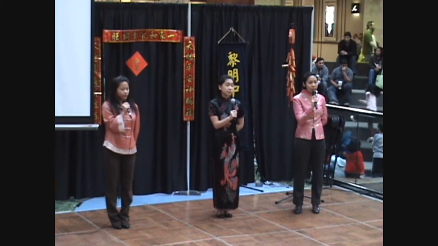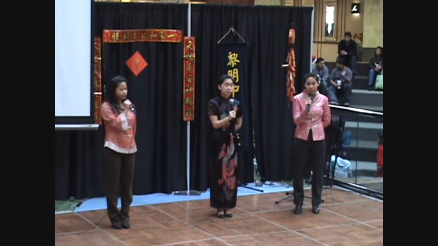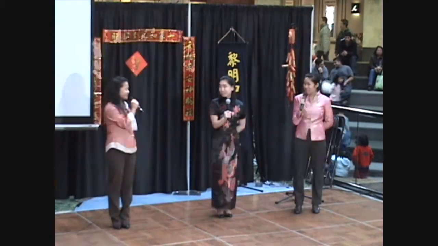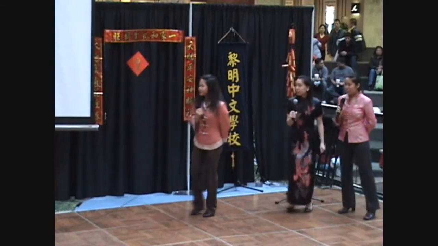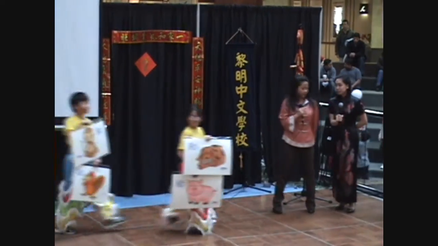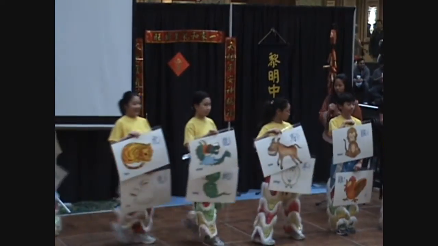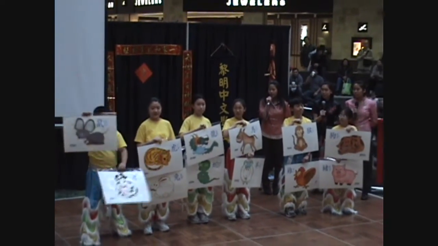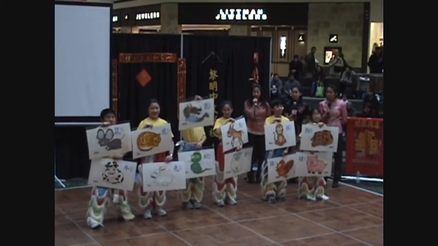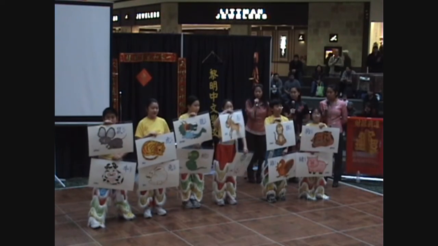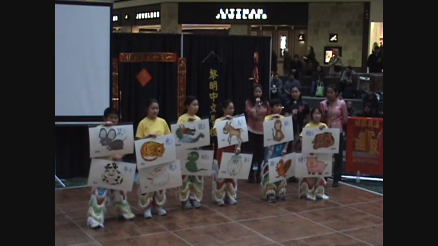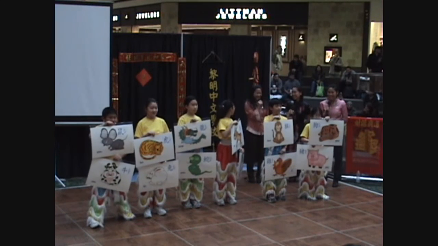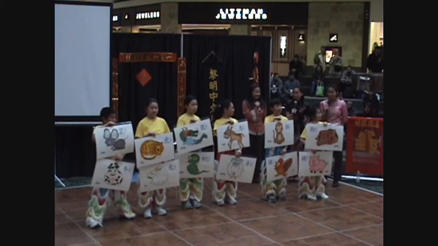Well, the Lunar New Year is celebrated in a cycle called the zodiac, which is comprised of 12 animals. Do you know what they are? Yes, I know. Some students will show us the 12 animals. The 12 animals are the rat, the ox, the tiger, the rabbit, the dragon, the snake, the horse, the sheep, the monkey, the rooster, the dog, and the boar.